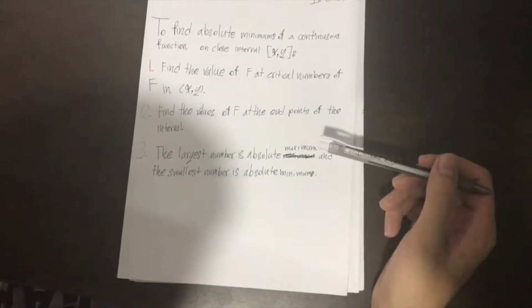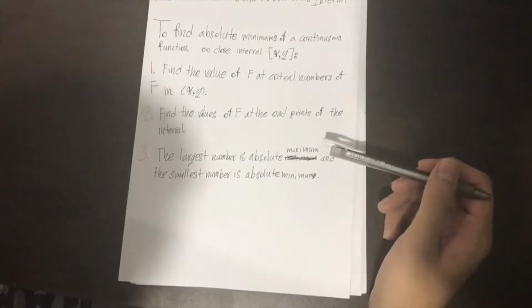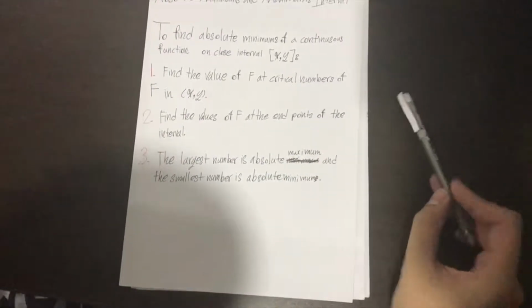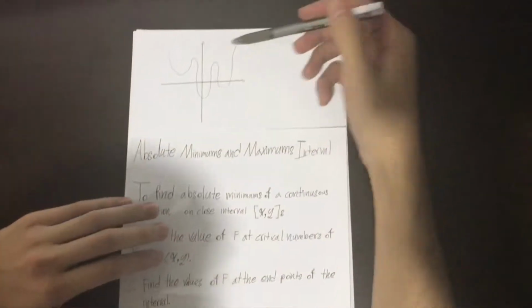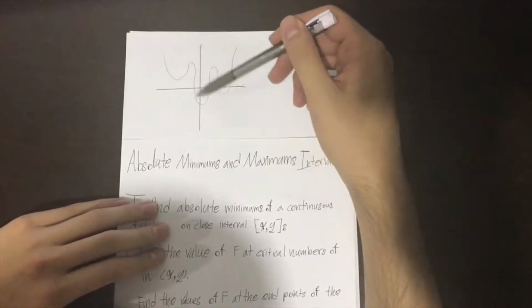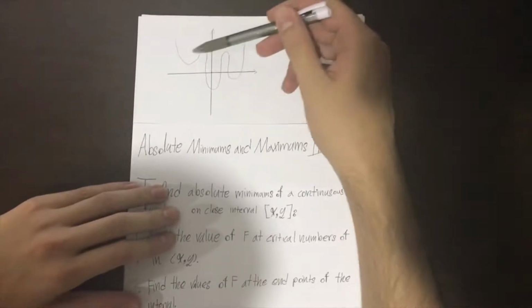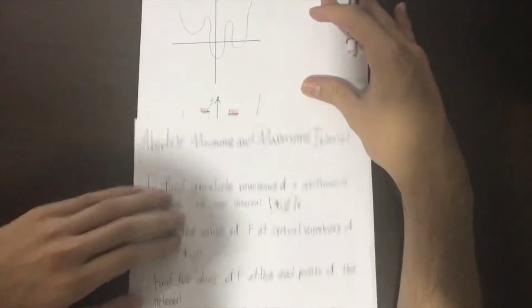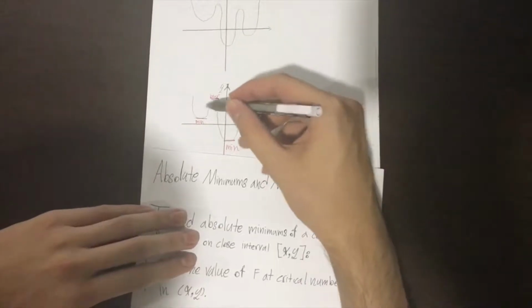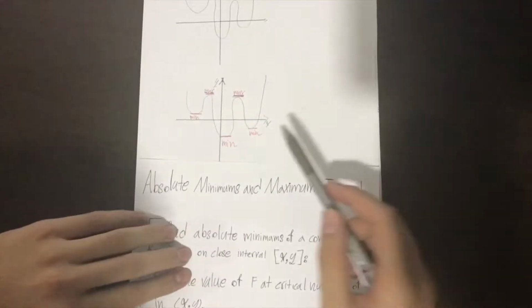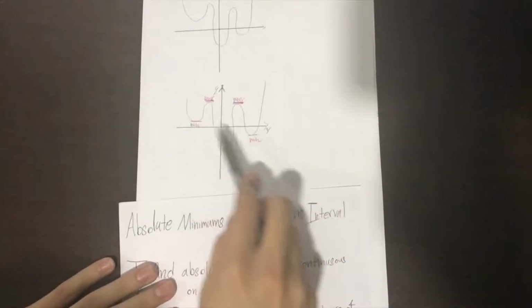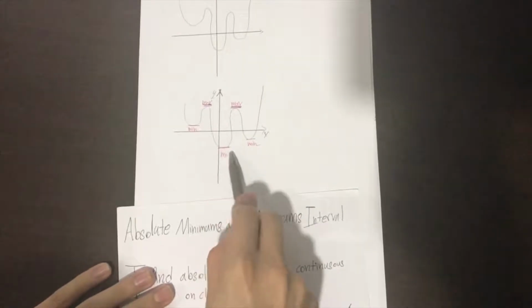and then plug them back into the equation. The largest number that we get is the absolute maximum, and the smallest number is the absolute minimum. Okay, this graph has some increasing and decreasing parts. The highest point is the maximum and the lowest point is the minimum. As you can see, the highest point is the absolute maximum and the lowest point is the minimum, as these two points, but this one is an absolute minimum.